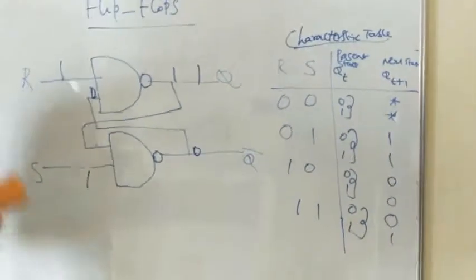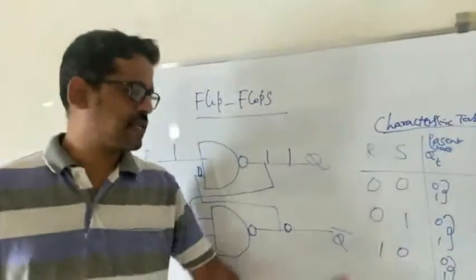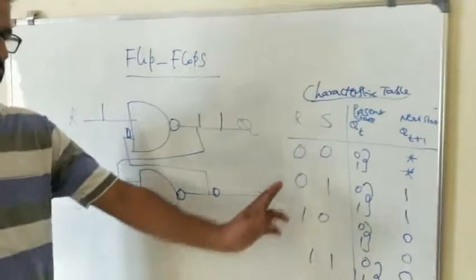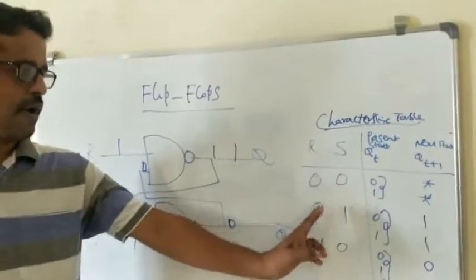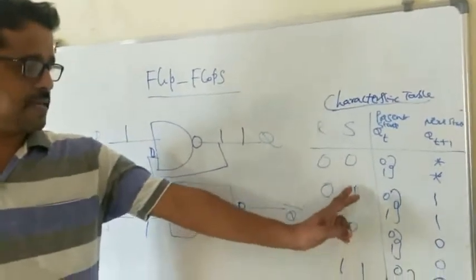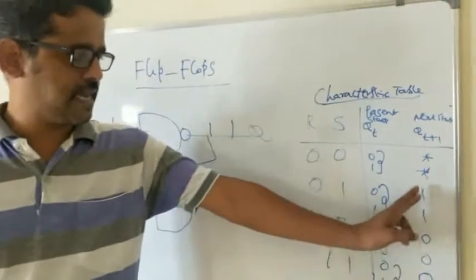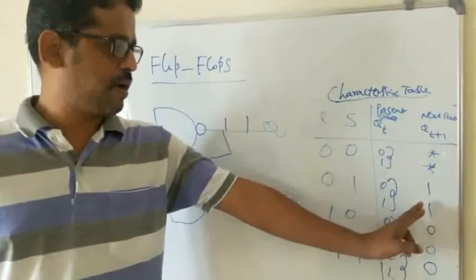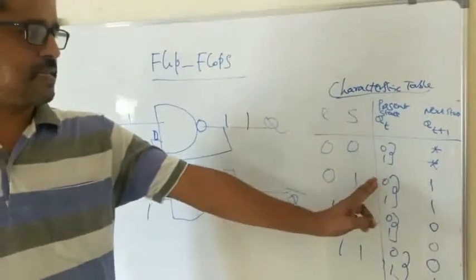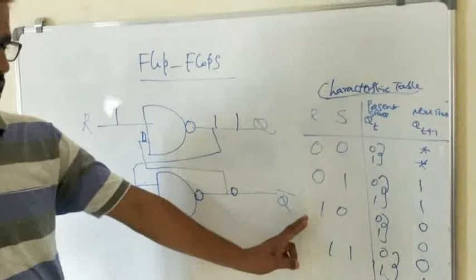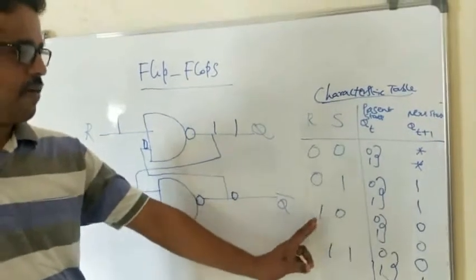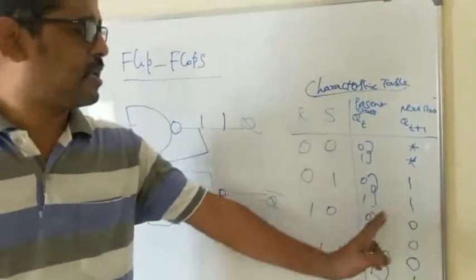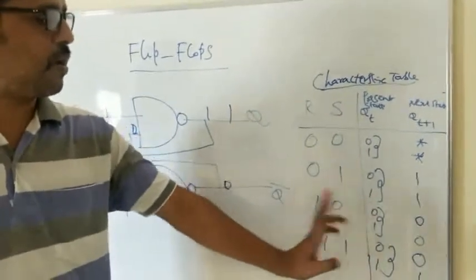Clear? So as far as this flip-flop is concerned, for the first input 0 0, it goes to an indeterminate state. For the second input 0 1, that is the reset state. When set is 1, it goes to the set state, irrespective of whether the present state is 0 or 1. For the third input, it is reset set. When reset is 1, it goes to the reset state, irrespective of the present state 0 or 1.